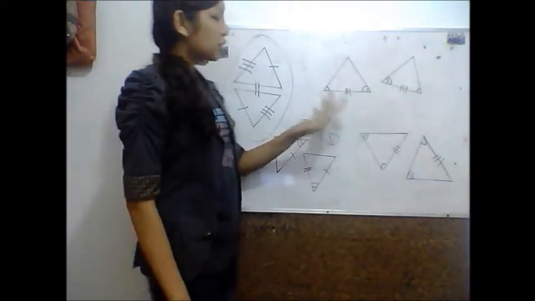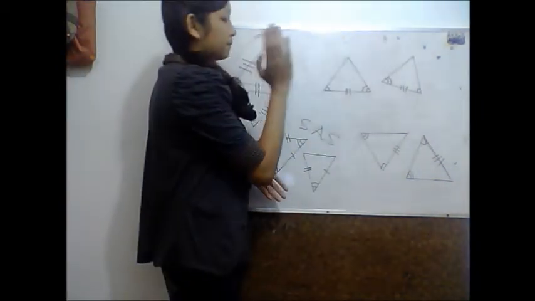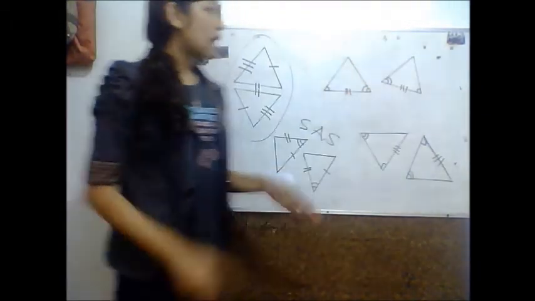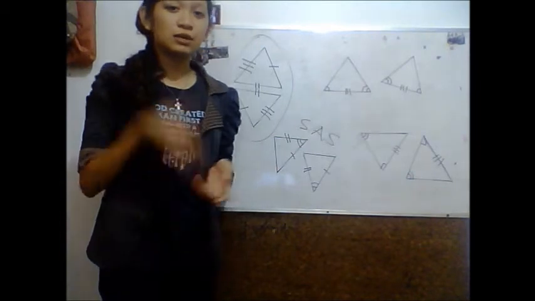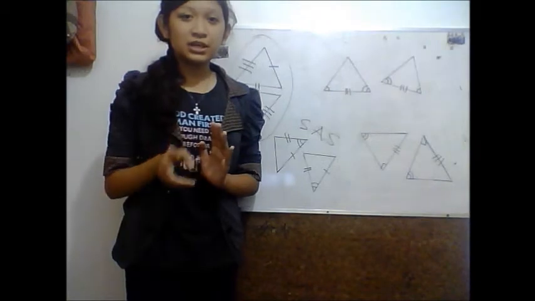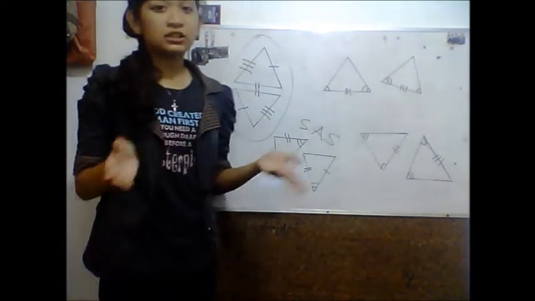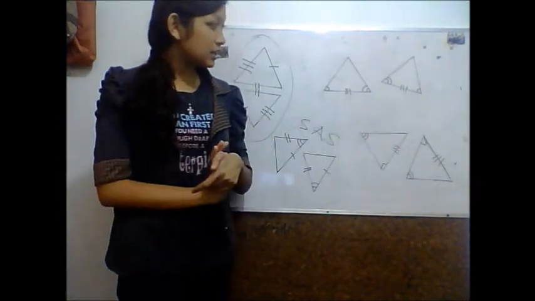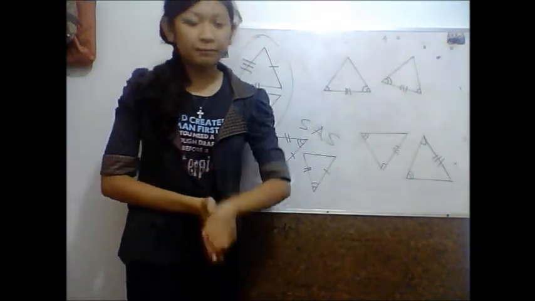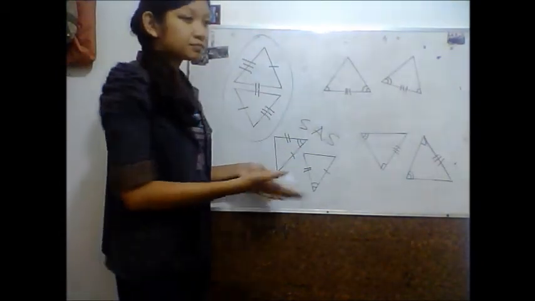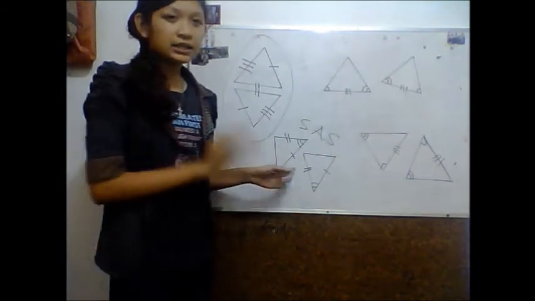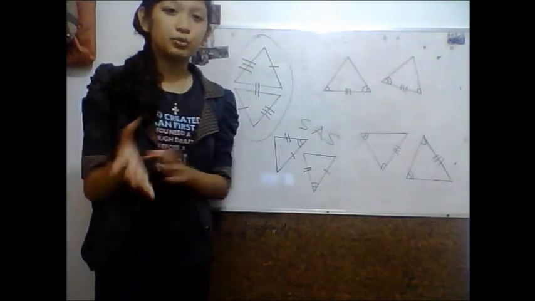So if you notice that AAS is similar to ASA. They both have two angles and one side. So if you have one side and two angles, whether it is in between the angles or outside the two angles, it is still congruent. But in SAS, if the angle is not between those two sides, it is not accepted as congruent.